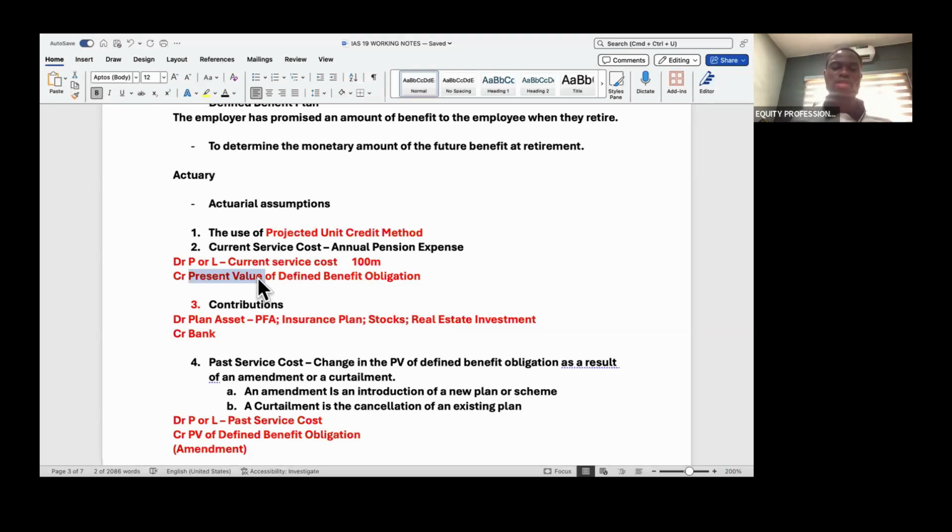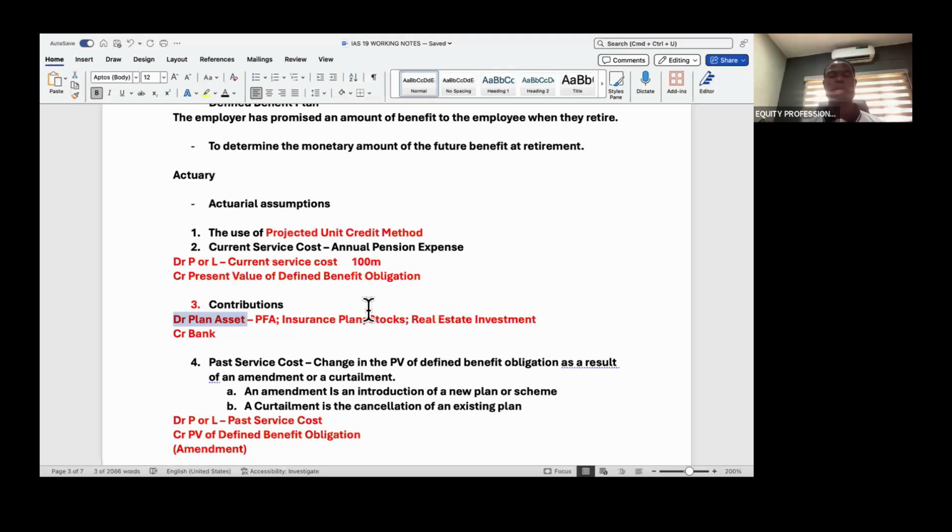In addition to current service costs, you also find contributions. So the actuary will work out how much you need to contribute every year, every month, however, just to ensure you're able to pay that benefit when the employee retires. The way we account for whatever figure it gives us: we debit plan assets, we credit bank, because the contribution will be made into a plan asset, which could be a PFA, or an insurance plan, or stocks, or real estate investment. However, whatever it is, credit bank, because we actually pay it.